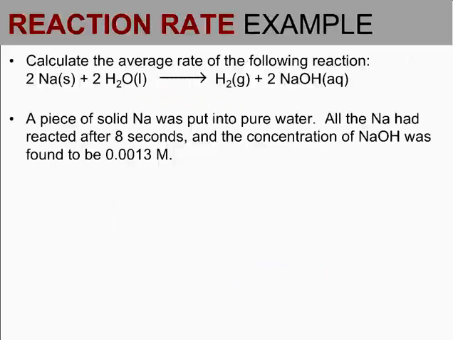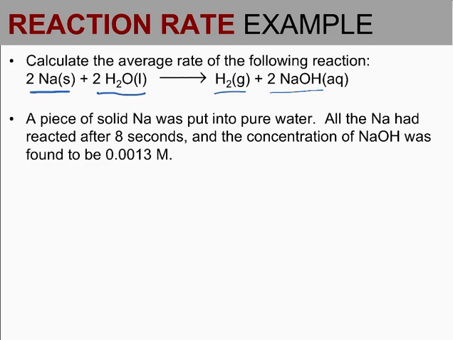All right, so let's calculate the rate of a reaction. So down below, we're asked to calculate the average rate of the following reaction. And we're just going to use that same equation we saw earlier. All right, so in this reaction, we have pure sodium, so it's a solid. And remember, it's a shiny gray metal. And 2 moles of that sodium will react with 2 moles of water to produce hydrogen gas and 2 moles of sodium hydroxide. All right, and sodium hydroxide is an ionic compound.